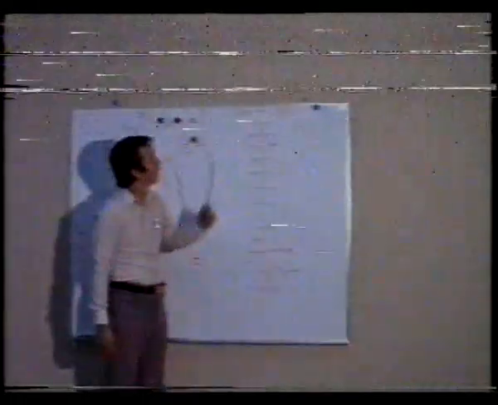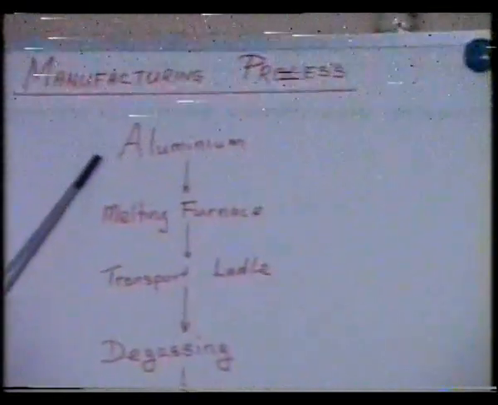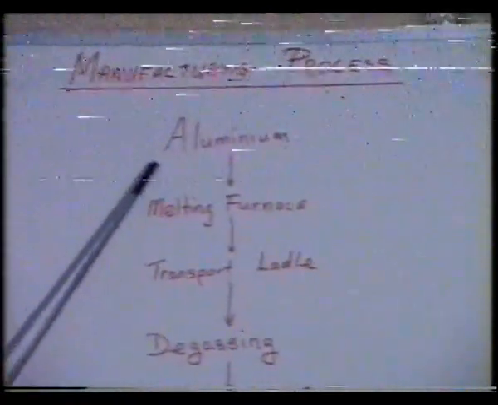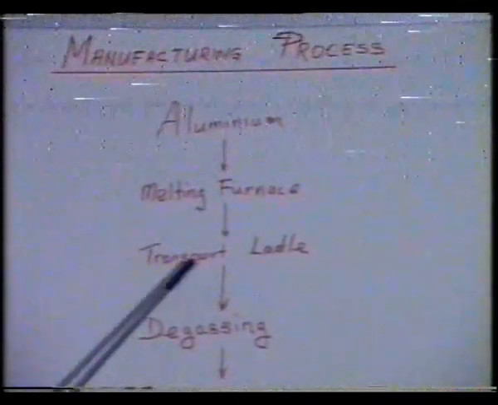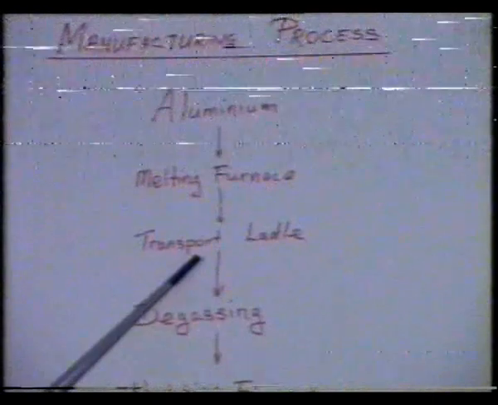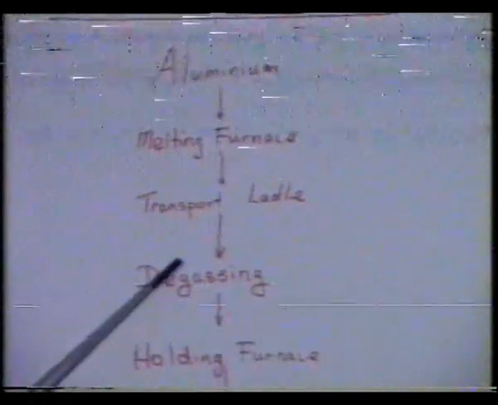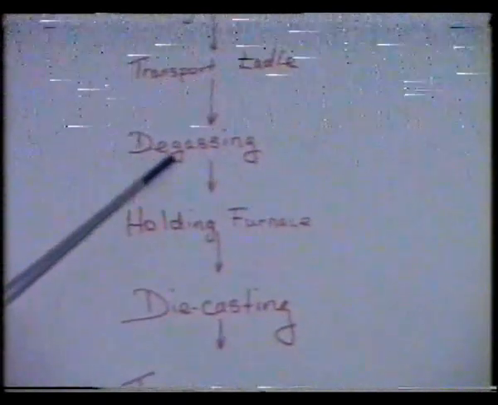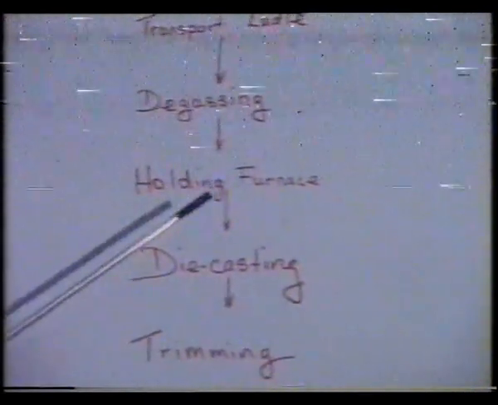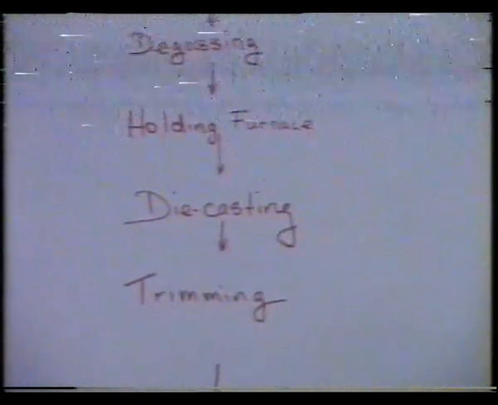This is our die casting manufacturing process. From raw aluminum, there are ingots and scraps. They are put into the melting furnace for melting. After the melting process is finished, we have a transport ladle to bring it to the holding furnace. But before that, we purify the metal by degassing it. After degassing, we will pour it into the holding furnace. On the holding furnace, our process of die casting starts.